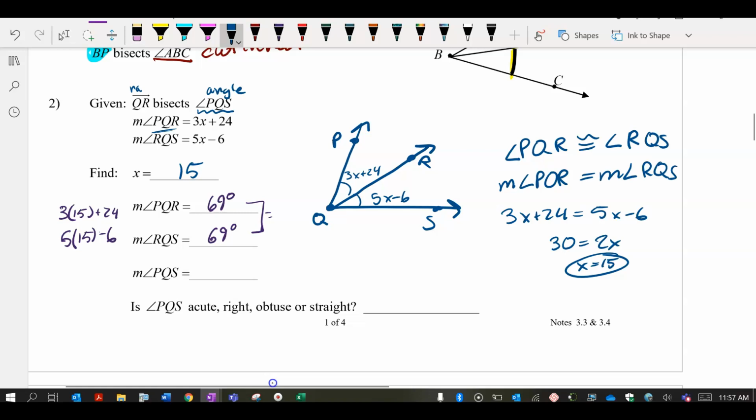Now the next one here is asking for the entire angle. Okay, so the measure of angle PQS is the whole angle. So this is when we're just going to add our two angles together. So we're going to do the measure of angle PQR plus the measure of angle RQS, and that'll equal our full angle. So we will get 138 degrees. And then the last question is asking, is our angle PQS acute, right, or obtuse? Well, our angle is greater than 90 degrees, but less than 180, so it is obtuse.